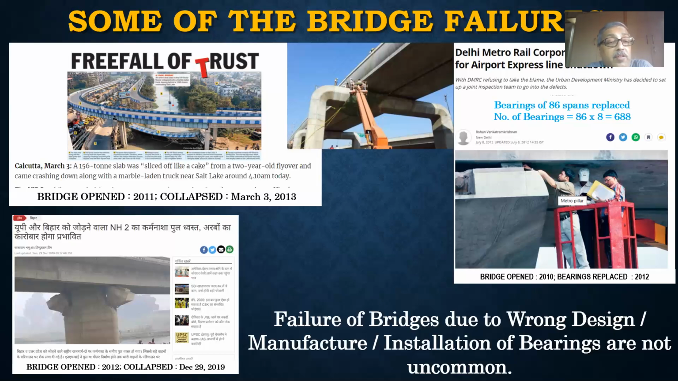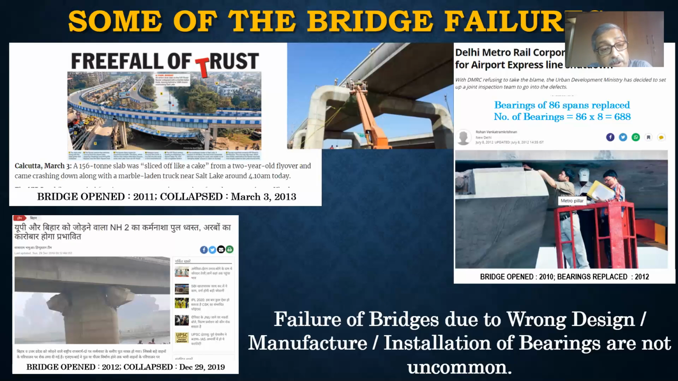What you see here in this slide on the top left is a famous failure of the Ultadanga flyover in Kolkata, which happened in 2013, just about 2 years after the bridge was open to traffic. One of the spans, which is a curved span with a sharp radius, toppled in the middle of the night when simply a truck was passing over this bridge. After detailed investigation, it was found that the bearings were not installed properly.